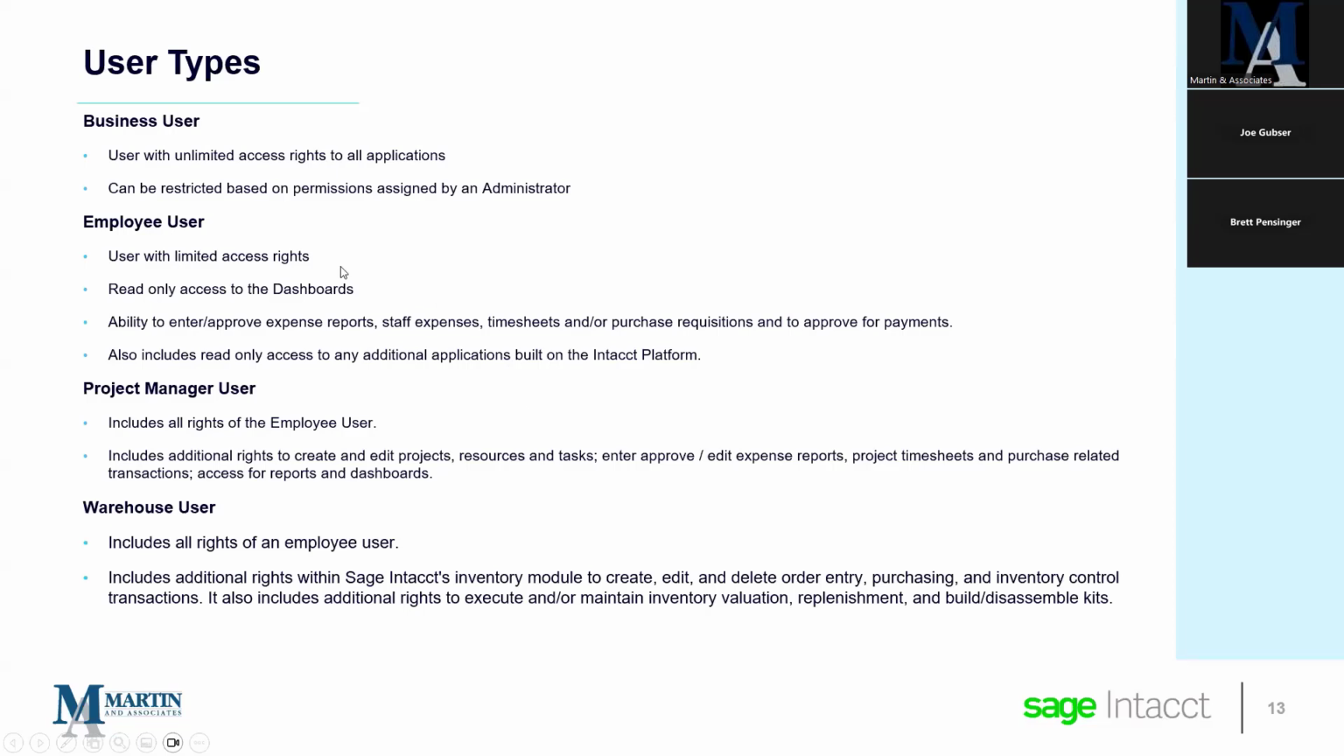User types: there's a business user that is an unlimited user in the system. They can go into anything in the system, but they can be restricted down based on permissions assigned to them by the administrator. There's an employee user, which is a limited access user. They can go to dashboards and reports. They can view vendors and things of that nature. But they can't really add or change any of that kind of stuff.